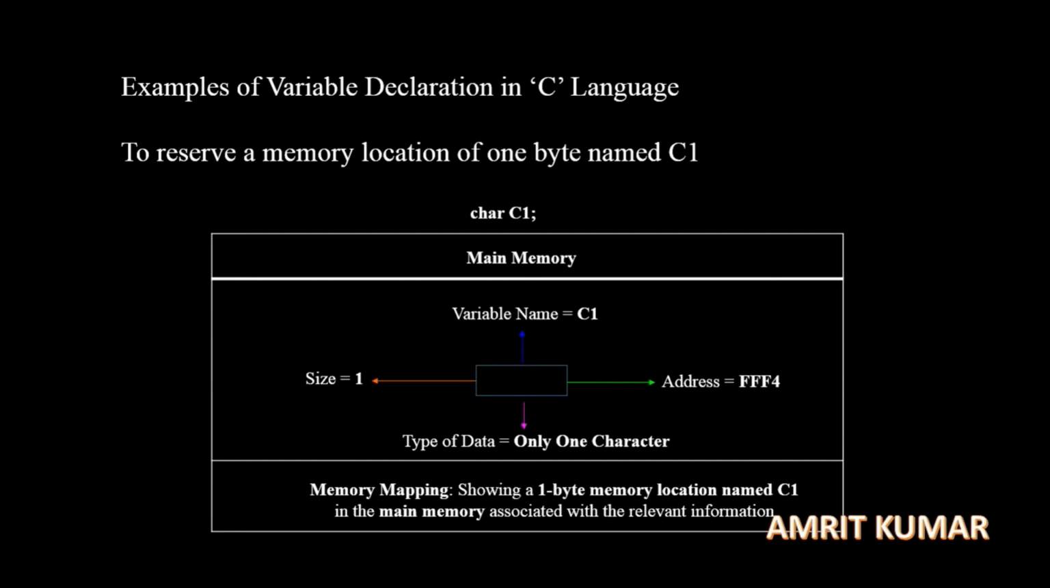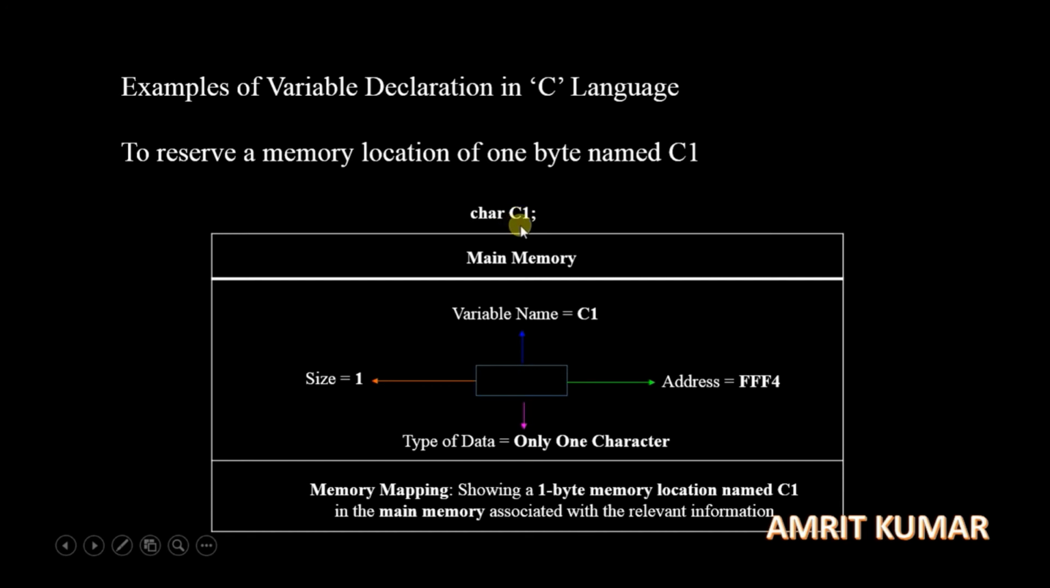To reserve a memory location of 1 byte named C1, that we have studied, just as for example we are seeing here that the character data type is storing a variable named C1. So this is the way of declaring a variable. C1 is our variable name. So this variable name is following the rule of our variable convention.